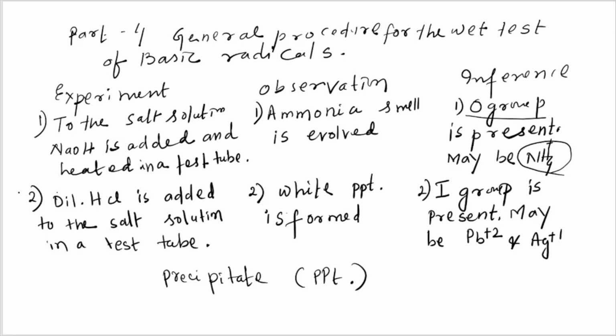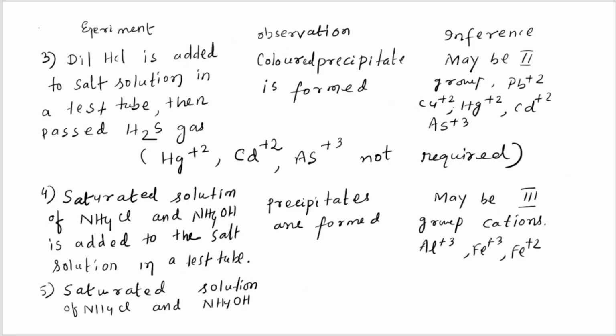ammonium ion. Similarly, if we proceed to the first group, then what happens? Dilute hydrochloric acid is added to the salt solution. In 0 group you add sodium hydroxide and get an ammonia smell. In the first group, dilute hydrochloric acid is added, and then you observe a white precipitate. This is very important to remember. A white precipitate is formed, that indicates the first group, that is maybe Pb plus 2 and Ag plus 1, but Pb plus 2 is sufficient to know about in this class, so leave Ag plus 1. Here also it gives a white precipitate.